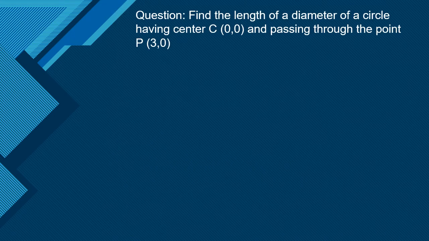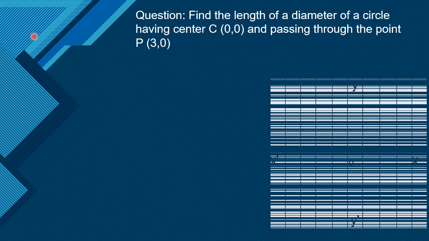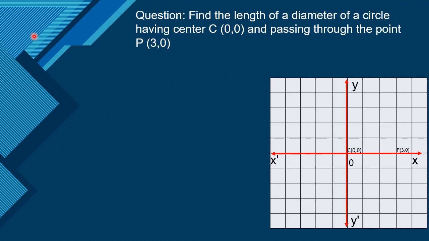Okay students, let us solve another question which is an application of the distance formula. Find the length of a diameter of a circle having the center C(0, 0) and passing through the point P(3, 0). So let us plot the points.